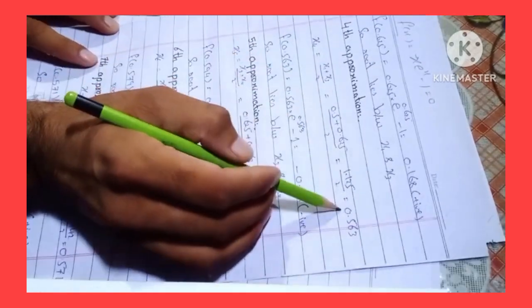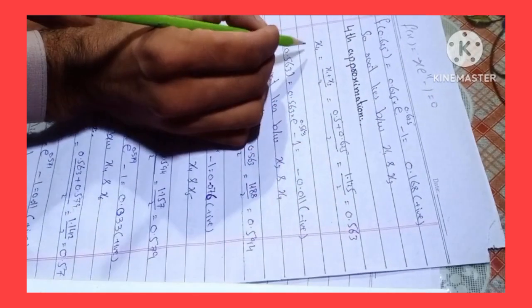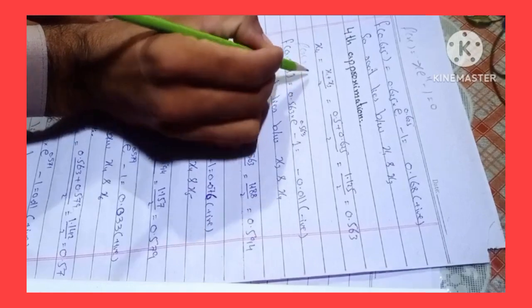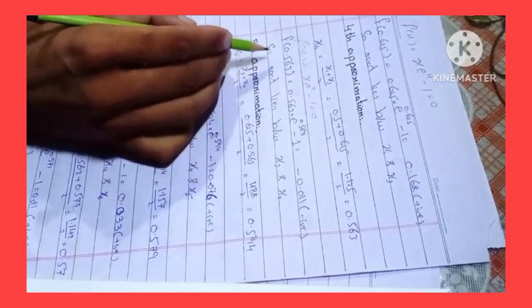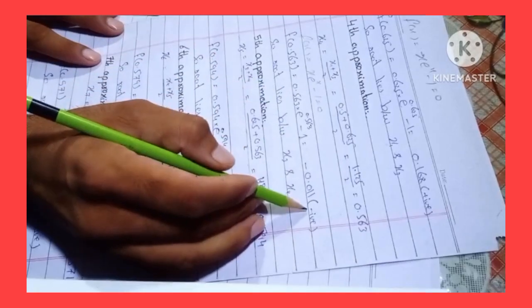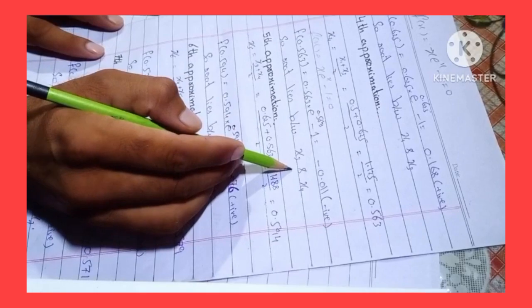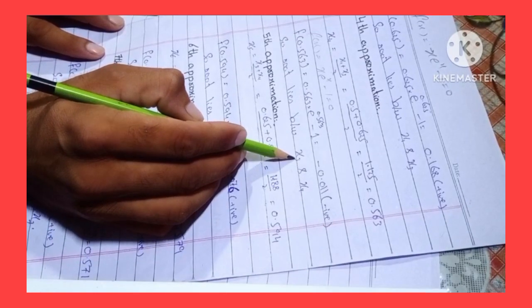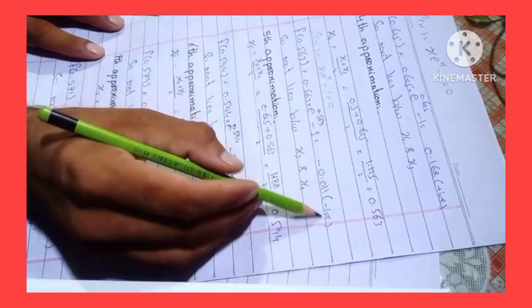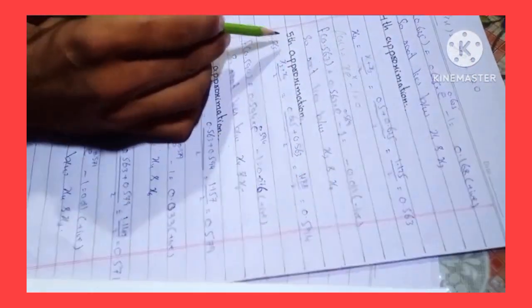The fourth approximation is similarly x4 = (x1 + x3) / 2. Putting values and solving, we get 0.568. This value of x is put into the equation f(x) = x e^x - 1 = 0. Then we solve it, and its value is negative. So the root lies between x3 and x4, because x3 is positive and x4 is negative. When the sign changes, the root lies there.